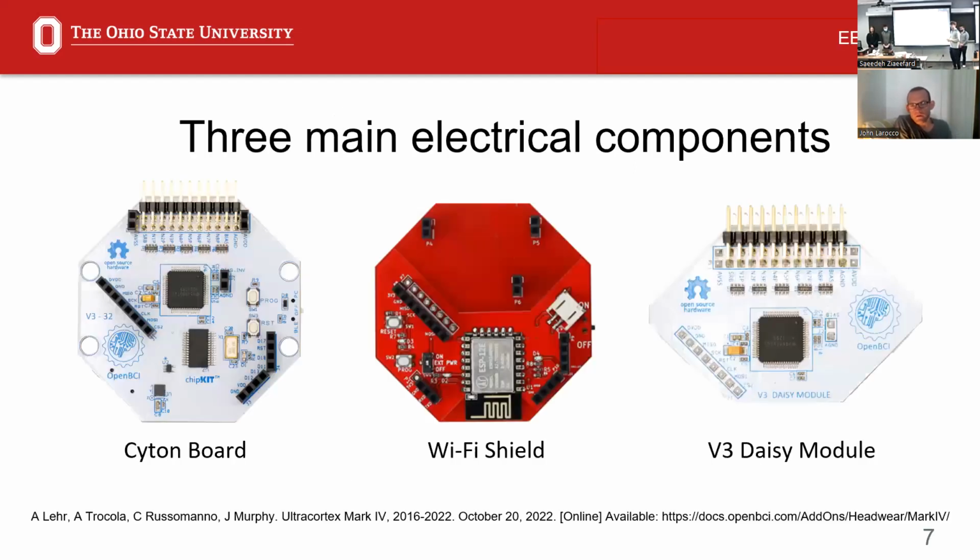So now I'm going to talk about the EEG headset itself and the three main electrical components. So here on the left, we have the Cyton board. That's what's actually collecting the electrode data. Here in the middle, we have the Wi-Fi shield. This allows us to connect our board directly through Wi-Fi instead of using Bluetooth like we previously used. And then here we have the V3 Daisy module. This sits right on top of the Cyton board and expands its capabilities to allow for 16 electrodes instead of just 8 electrodes.